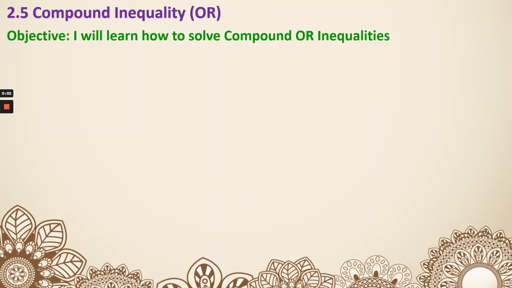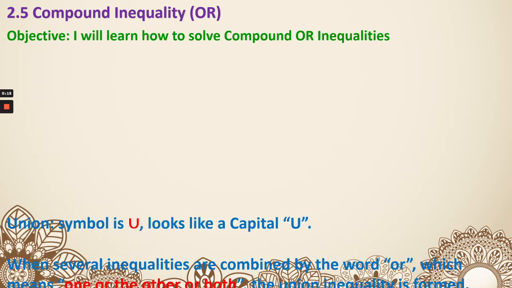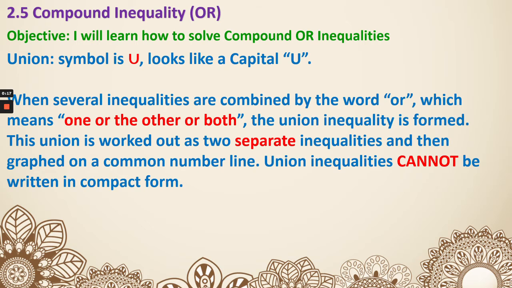Yao. Today we're going to talk about 2.5, where we will learn about compound inequality by using the word or. So last week we have learned about intersection, or the word and. So this week for or, that is called union. The symbol is this capital letter U shape symbol, so that's representing the union. When several inequalities are combined by the word or, which means one or the other or both.